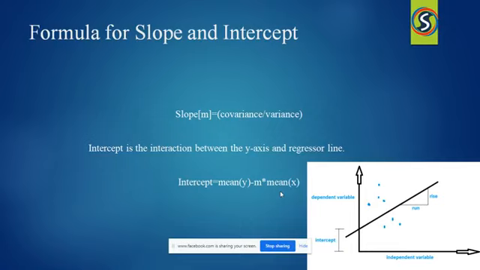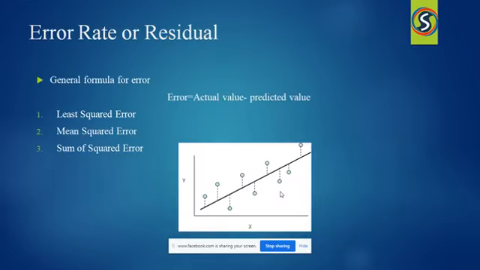We calculate the intercept by subtracting the multiplication of slope and mean of x from the mean of y. Now come to calculating the residuals. Residual is also known as error. We calculate the error by subtracting the predicted values from the actual values. After predicting the values, we may get different values. There is some error, and we calculate that.